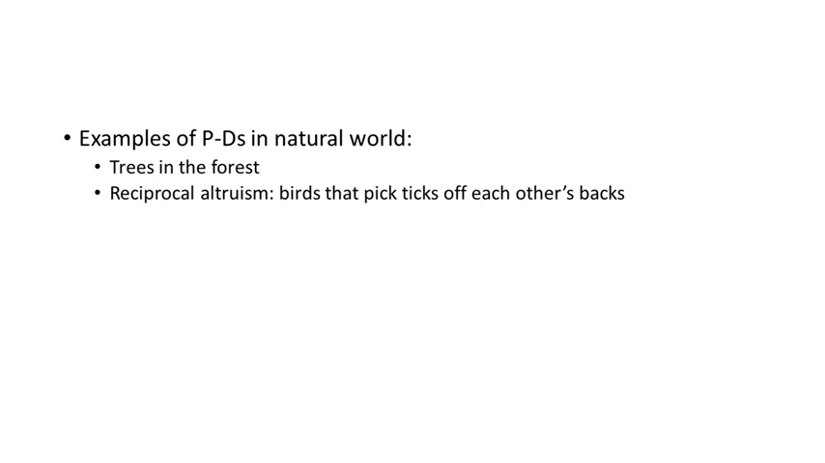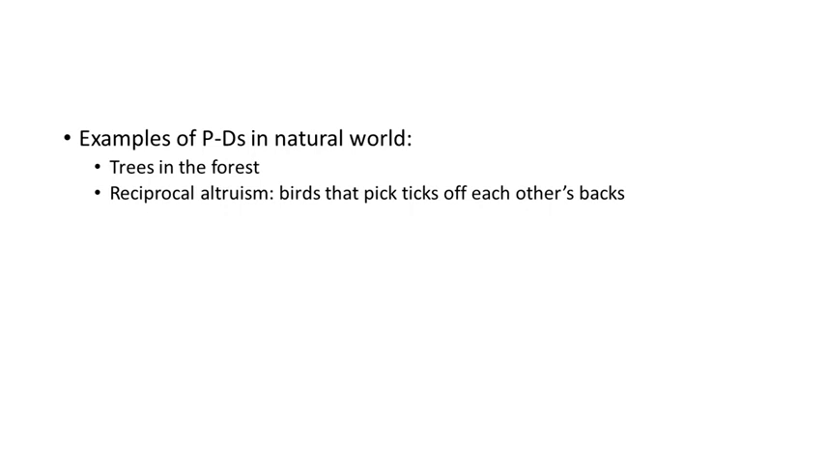Another example that Dawkins talks about is birds that engage in a kind of reciprocal altruism. So there are birds that pick ticks off each other's backs. And it's a kind of reciprocal altruism because if bird A picks ticks off the back of bird B, bird A can expect bird B to return the favour later on. So everyone benefits. And so it's all very nice. They're helping each other. Everyone benefits collectively.